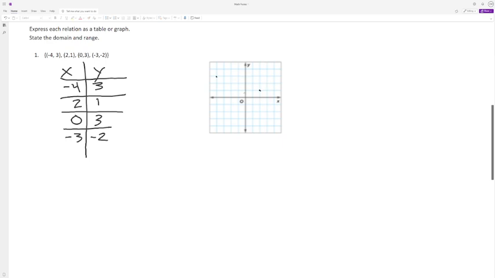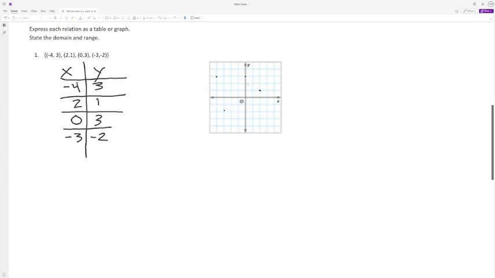Our third point is at 0, 3. Here's 0 on the x-axis, and we're going to go up 3 on the y-axis. 1, 2, 3. There's our next point. And the last one, -3, -2. We're going to go -3 in the x direction, 1, 2, 3, and -2 in the y direction. So we're going to go down, 1, 2.